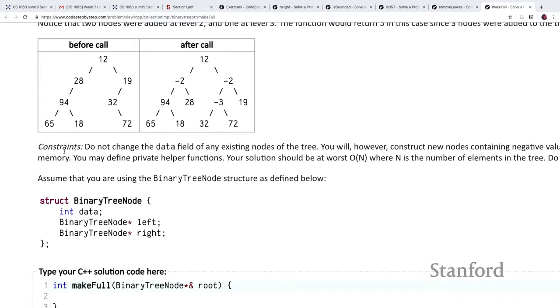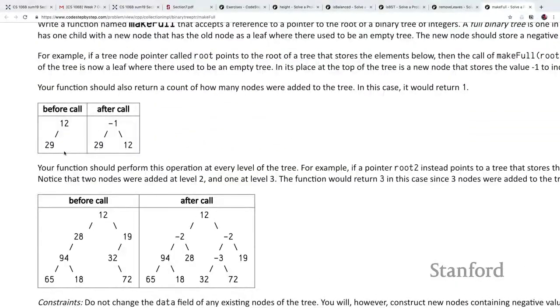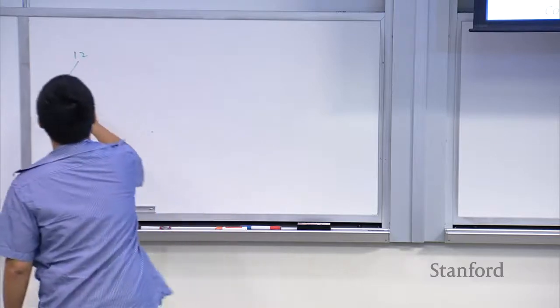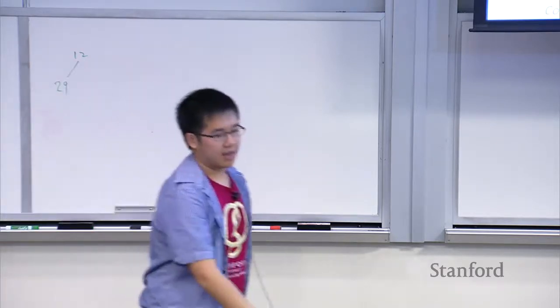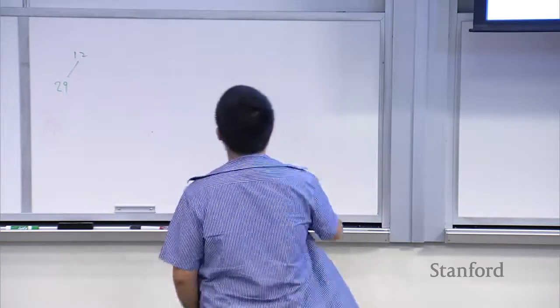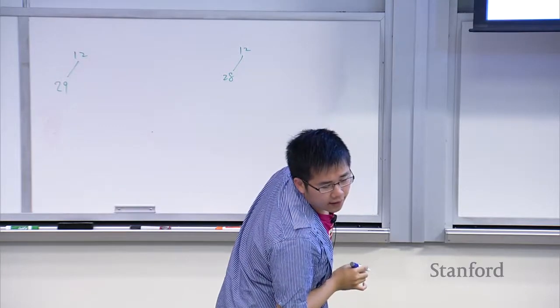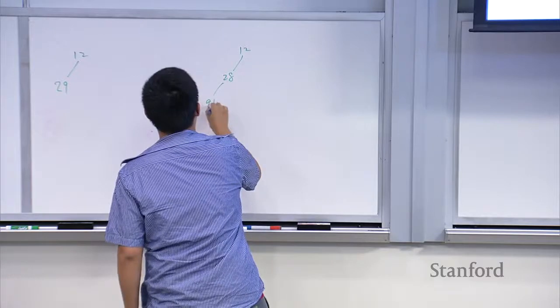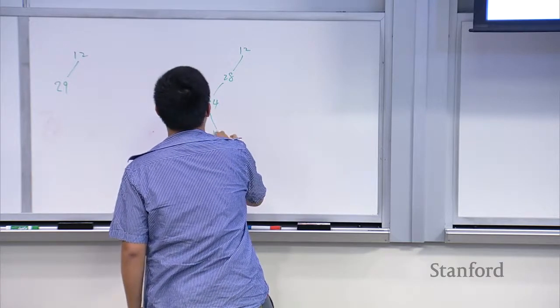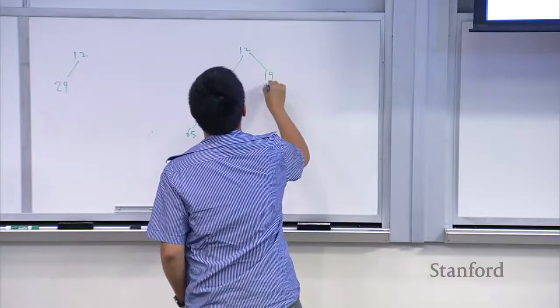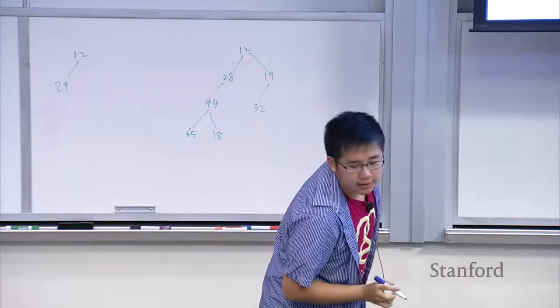So let's see. We have a tree. Let's not copy that tree; let's copy the tree above. So we have one tree, which is 12 to 29. This is one tree. And then let's use the tree below: 12, 28, 94, 65, 18, 19, 32, 72.